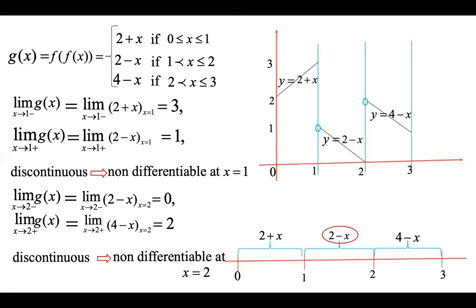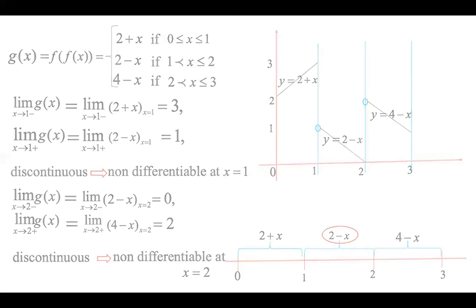And you can observe that it's the range of f composite f here. Range of f composite f. The least value of g of x is 0 and the greatest value is 3. Therefore, the range of f composite f is again from 0 to 3 only. Right? So that is clear.